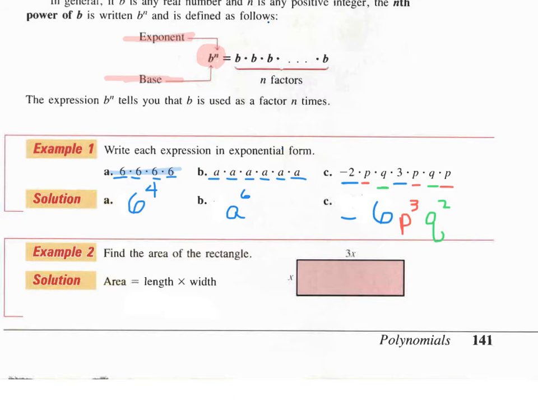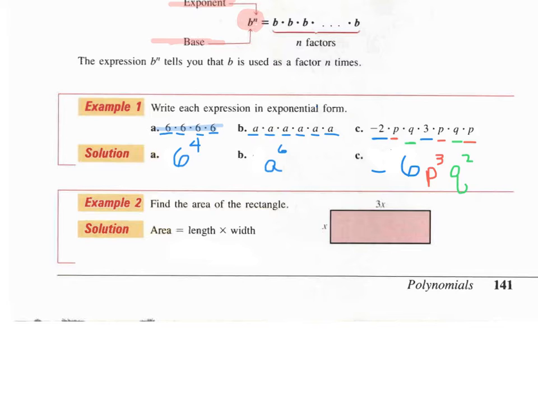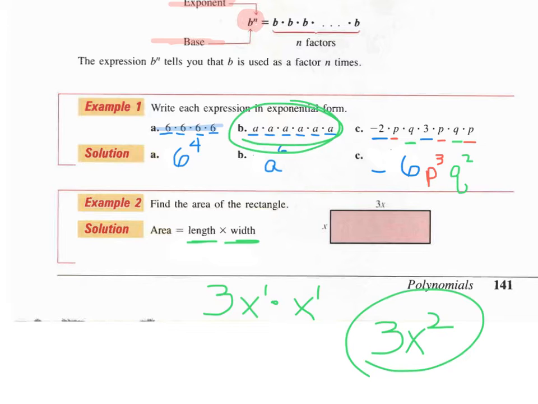Now, the next example is find the area of a rectangle. So here, if you know that the formula for area is length times width, I'm going to take my 3x and multiply it times the width. So 3x times x. Notice up here where I did the repeated multiplication of the letter A, I'm going to do the same thing here, and I'm going to write it in exponential form. So I'm going to take my x's and count how many I have. I have 2 of them, and then just the number 3. So 3x squared.